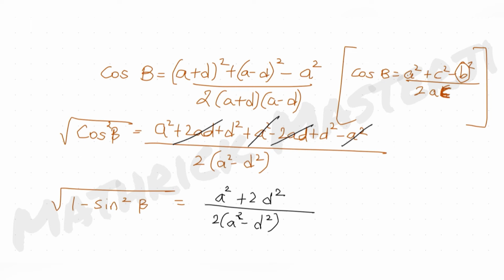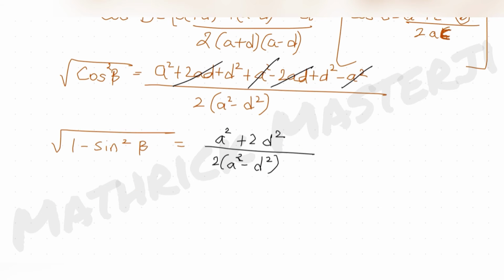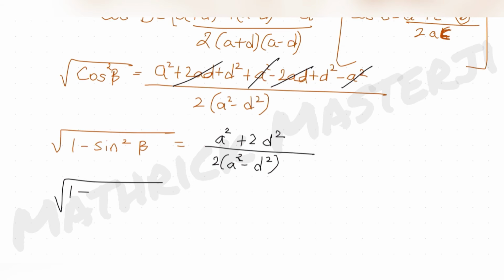Now further, if I try to solve this, let's see what I get. So square root of 1 minus sine square B, I can further write that as square root of 1 minus sine B we just figured out. And let's see what was that. So sine B we figured out, and sine B was A over 2. So if I go to that page and figure out this, sine B is A over 2. So I get this is A square over 4 equals to a square plus 2d square.